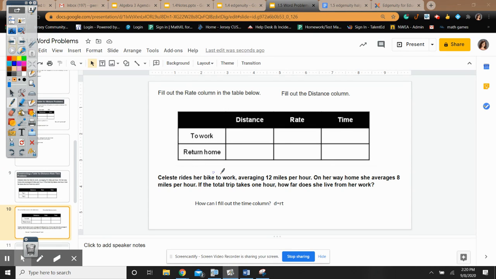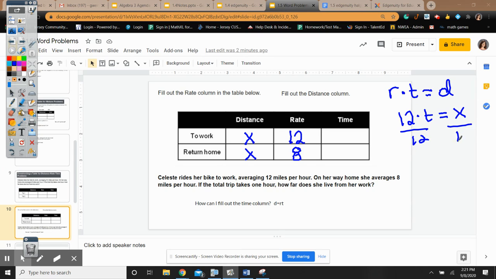And what is the rate? The rate was 12 miles per hour on the way to work, 8 miles per hour on the way home. And this distance we don't know, and this distance we don't know. So how long does it take? Well, we really don't know that either, except we know that rate times time equals distance. So if the rate is 12, and I don't know what the time is, but my distance is x, the time will just be x over 12.